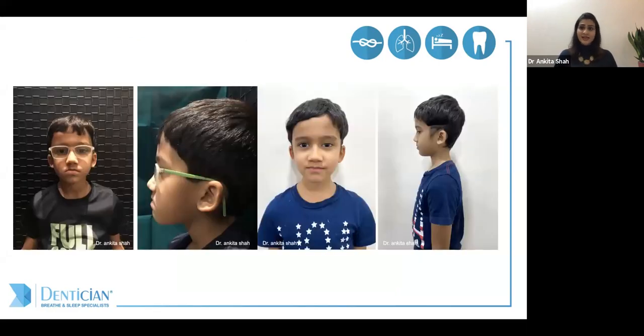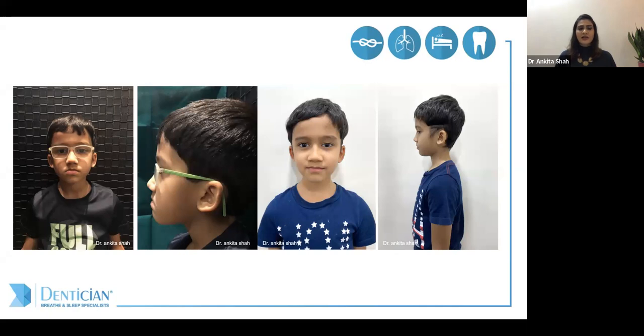This was a very interesting case where this child had a class 3 malocclusion. He had early signs of ADHD. He used to have a lot of change in sleep positions, and bedwetting till 5 years.